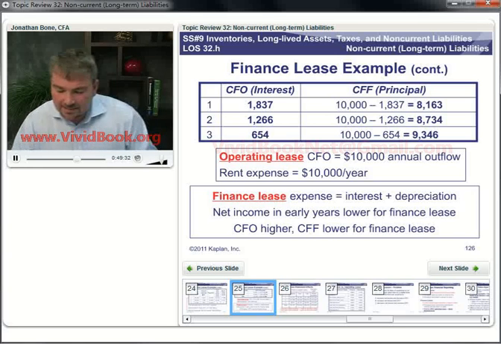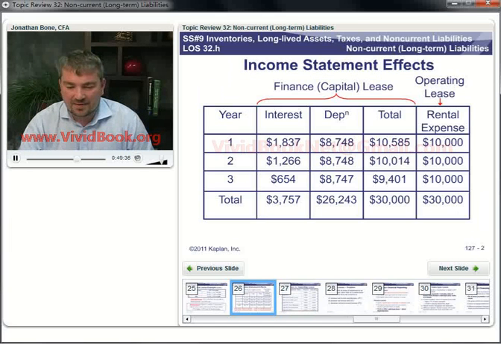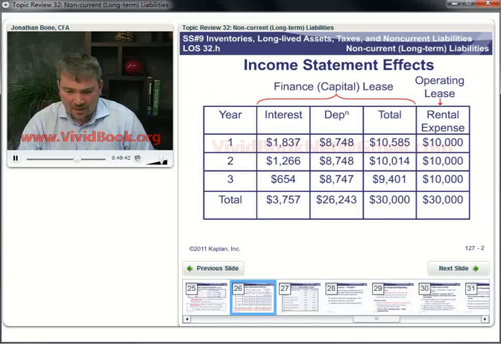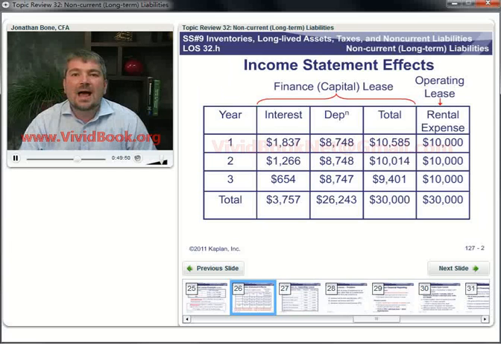Good. Let's compare our income statement effects. I've set it out for our capital lease for our previous example. So you can see under our capital lease, of course, we have our interest expense each year: 1837 for year 1, 1266 for year 2, 654 for year 3. And we have our depreciation each year. Add the interest and depreciation and we get our total expense: 10,585 in year 1, 10,014 in year 2, and 9,401 in year 3.